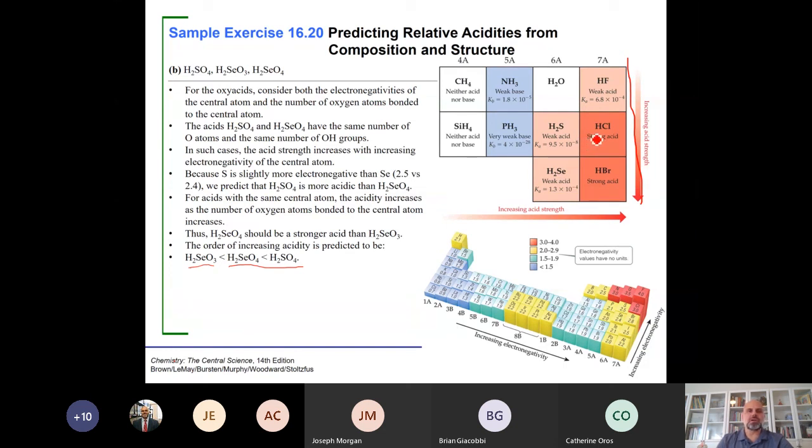And even in regards to the oxyacids, there are very few of them. The oxyacids are going to be made from nitrogen, phosphorus, sulfur, chlorine, bromine, iodine, selenium. So it's a small group of substances that we're talking about here.